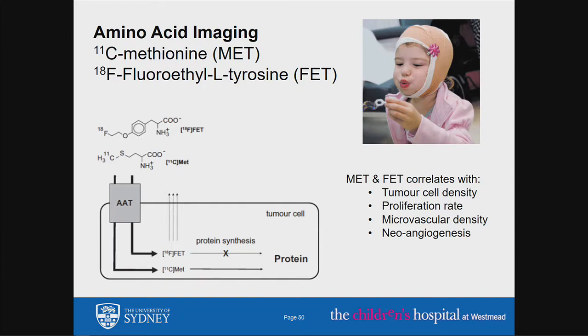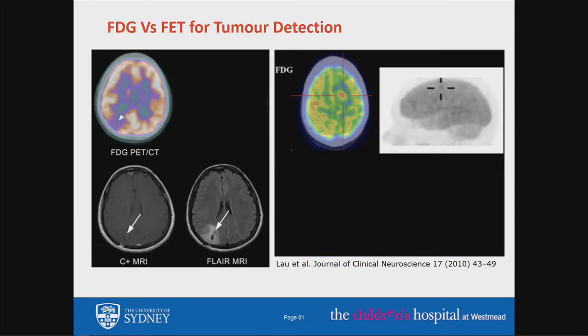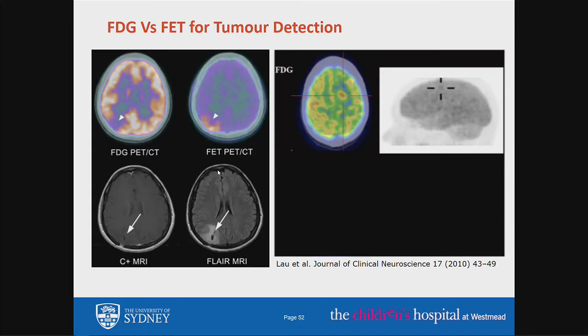Carbon-11 methionine has been used before, and they have a similar biodistribution. Here are some examples from the literature. This is a patient that had a tumour within the right posterior parieto-temporal region. The FDG PET showed low uptake, whereas the FET PET clearly showed a good signal-to-noise ratio.